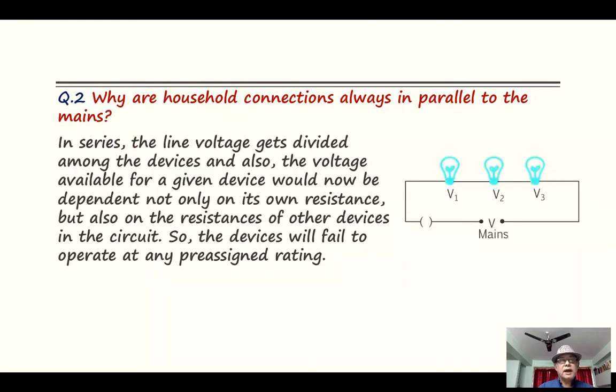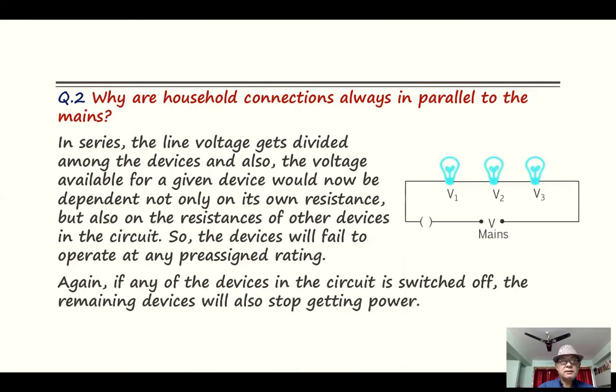In series, the line voltage gets divided among the devices, and also the voltage available for a given device would now be dependent not only on its own resistance, but also on the resistances of other devices in the circuit. So, the devices will fail to operate at any pre-assigned rating. Again, if any of the devices in the circuit is switched off, the remaining devices will also stop getting power.